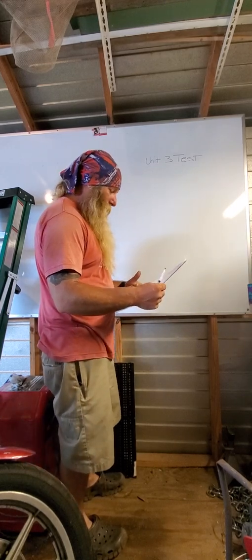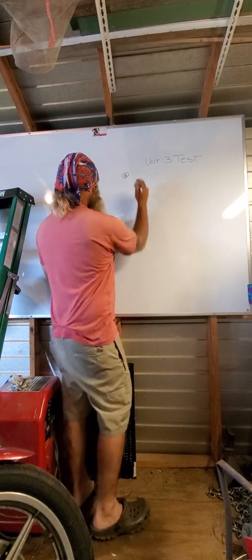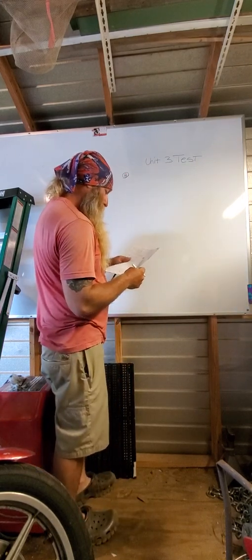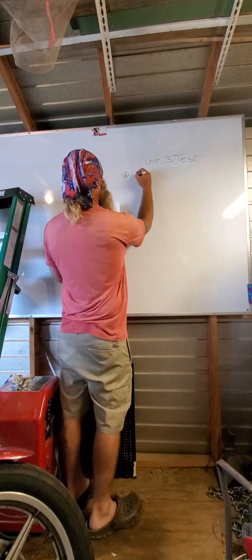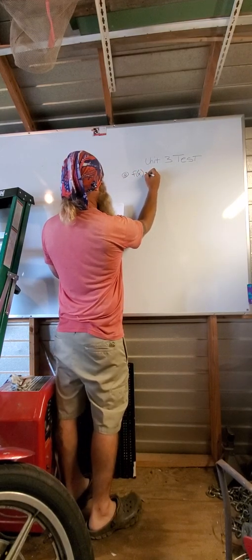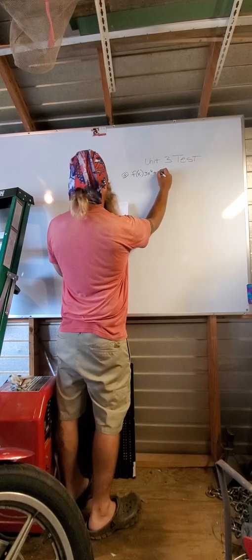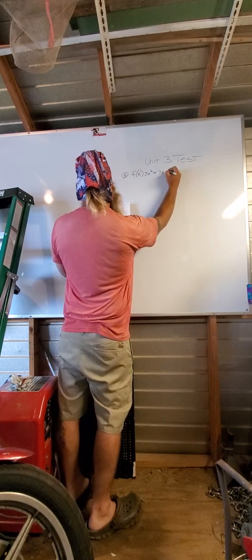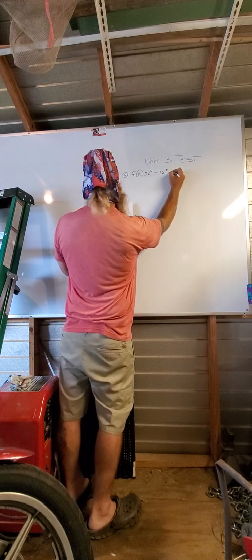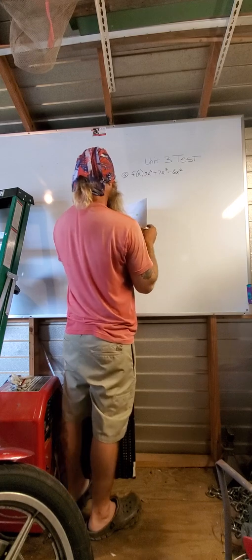The first one I messed up on was number 2, which you have f of x, 3x to the 4th plus 7x to the 3rd minus 6x squared.